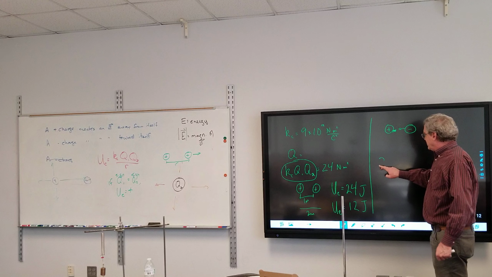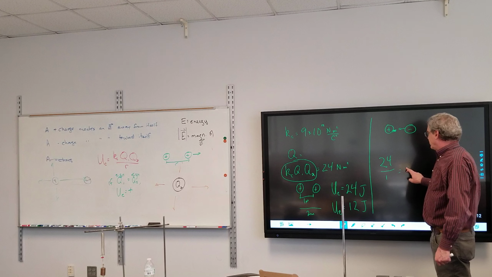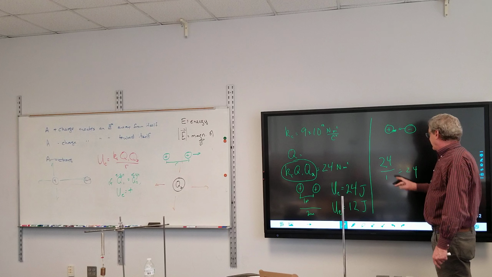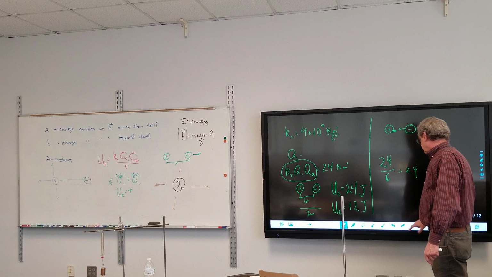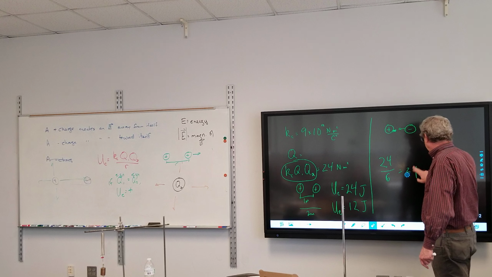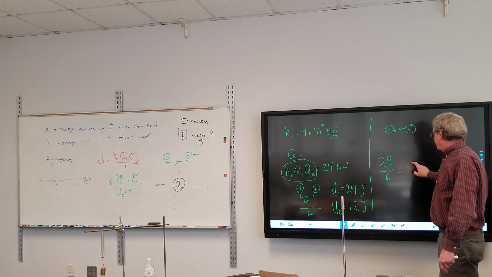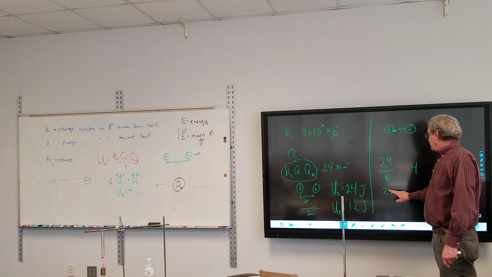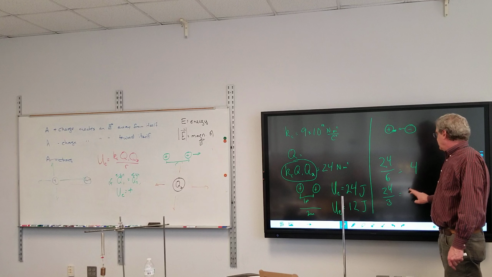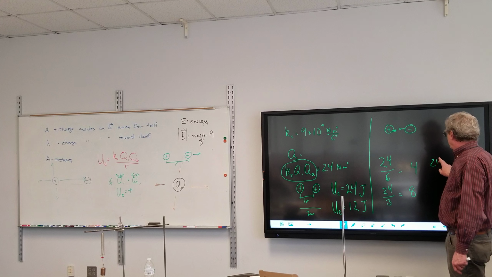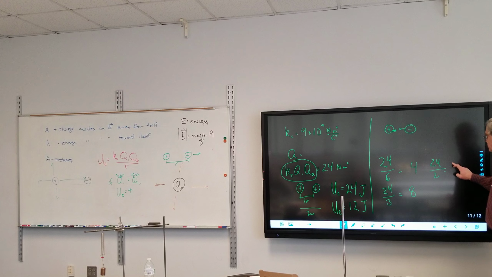So here I have 24 over 1 is 24. Actually, let's start big. Let's start at 6 there. So if it's 6 meters away, this would be 4. 24 over 3 is 8. 24 over 2 is 12, and 24 over 1 is 24. So my denominator is getting smaller, but the fraction gets bigger, so that seems to match.